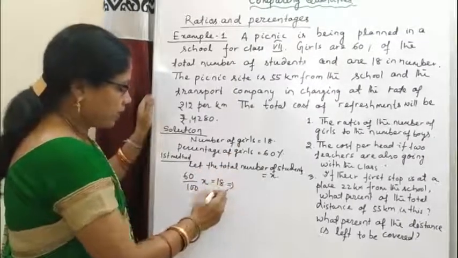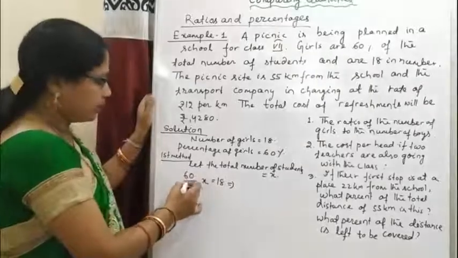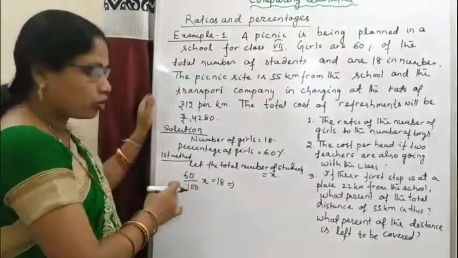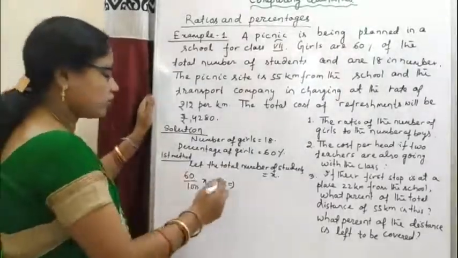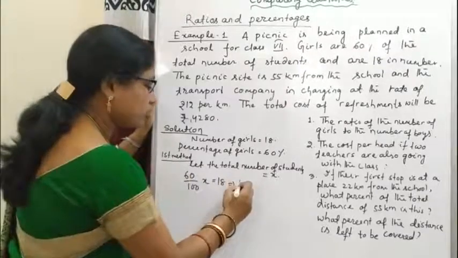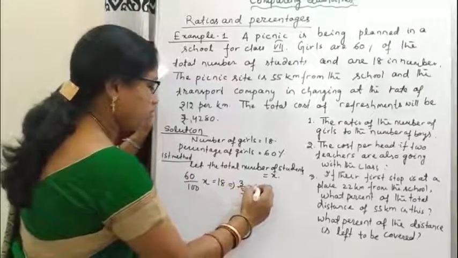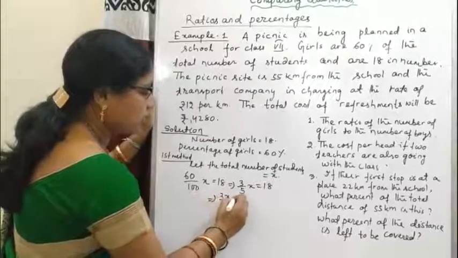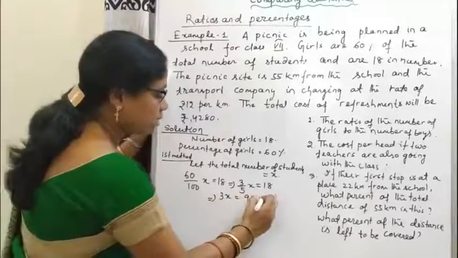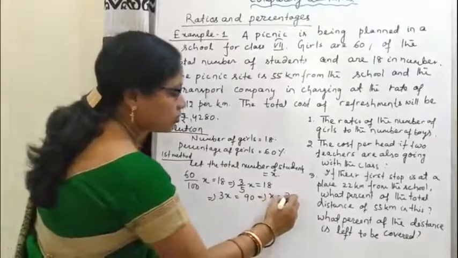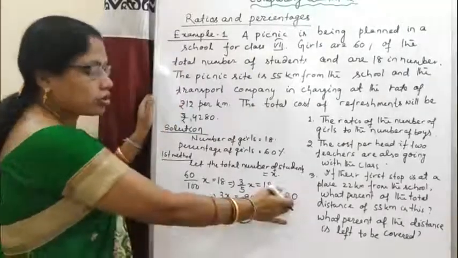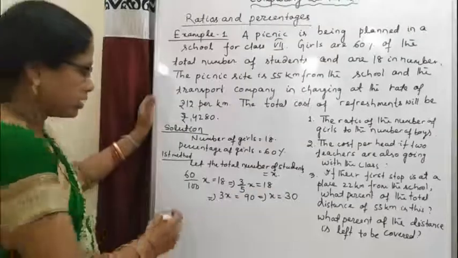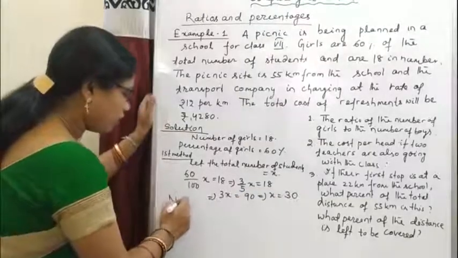So this implies we can simplify this or we can convert it into lowest form. So this becomes 3 by 5. So 3 by 5 x is equal to 18. So this implies 3x is equal to 90. So this implies x is equal to 30. So the total number of students is 30. So what is the number of boys?